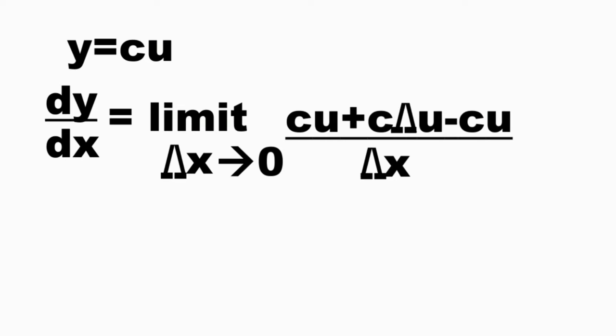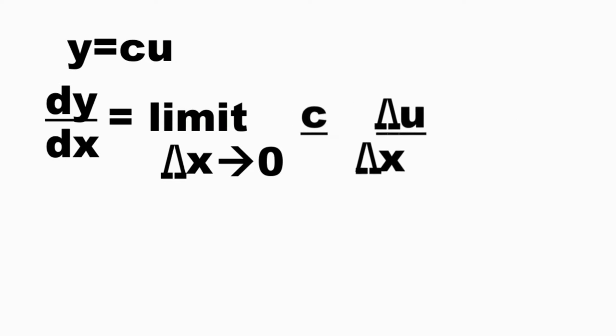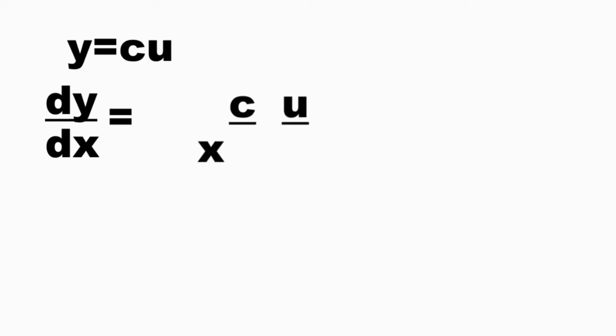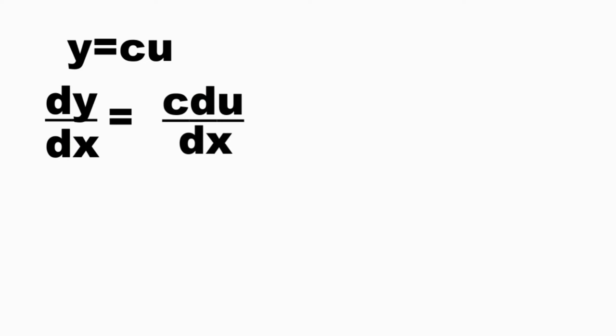The cu terms cancel to 0 due to opposite signs, so we have the limit of c times delta u over delta x as delta x approaches 0. And this limit, as delta x approaches 0, is the derivative of u with respect to x, so dy over dx is equal to c times du over dx.